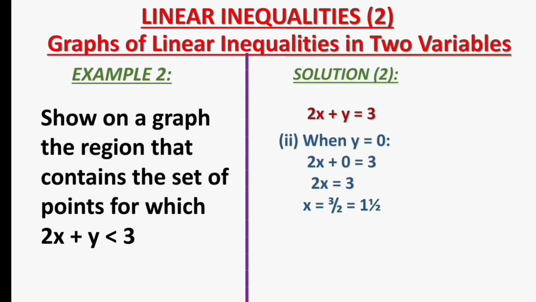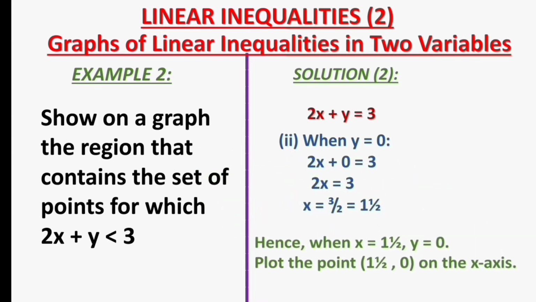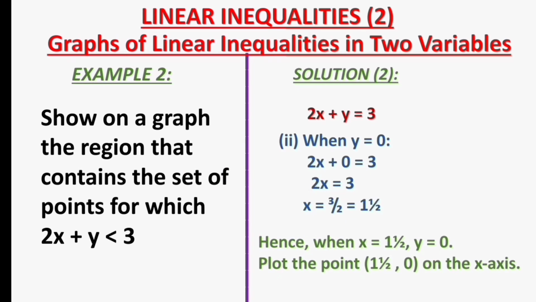Next, let's know where the graph of the linear equation 2x plus y is equal to 3 will cross the x-axis. To get this point, we are going to substitute y is equal to 0 into the linear equation. When we do this, we are going to have 2x plus 0 is equal to 3. That will give us 2x is equal to 3. Dividing both sides by 2, we are going to have x is equal to 3 over 2, which is 1.5. In other words, when x is equal to 1.5, y is equal to 0. So we are going to plot the point x is 1.5 and y is 0 on the x-axis.